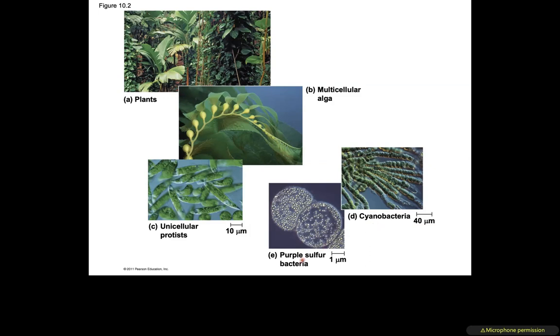And then also you have your purple sulfur bacteria. So your purple sulfur bacteria, these are going to be your chemoautotrophs. So photoautotroph, photoautotroph, photoautotroph, and photoautotroph, meaning these all use light as their energy source.